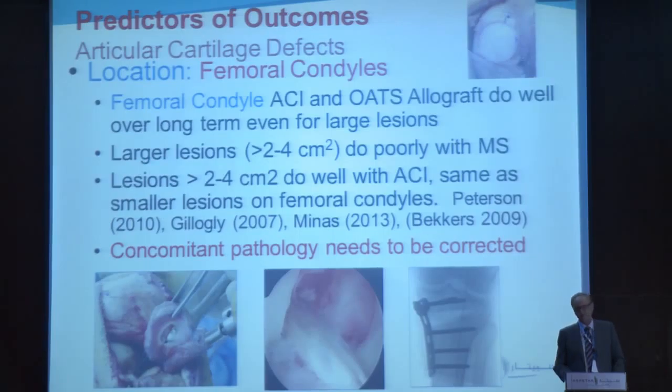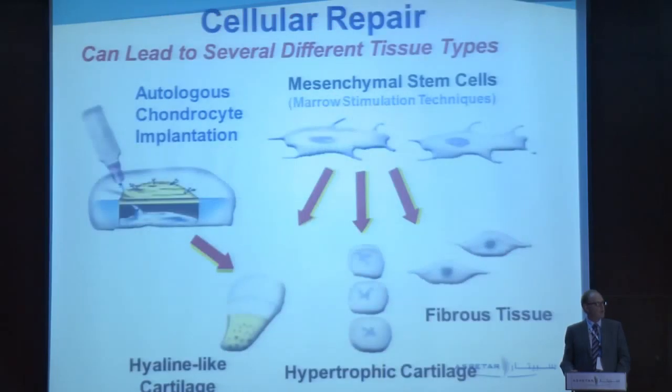If we look at location of femoral condyles, all cartilage lesions are not the same. Femoral condyle lesions, ACI and OATS allografts do well over long term, even for large lesions. Larger lesions than 4 square centimeters and even 2 to 4 do poorly long term, even with microfracture. Small lesions, however, will do well with marrow stimulation. And this is shown in multiple studies, provided the concomitant pathology is corrected.